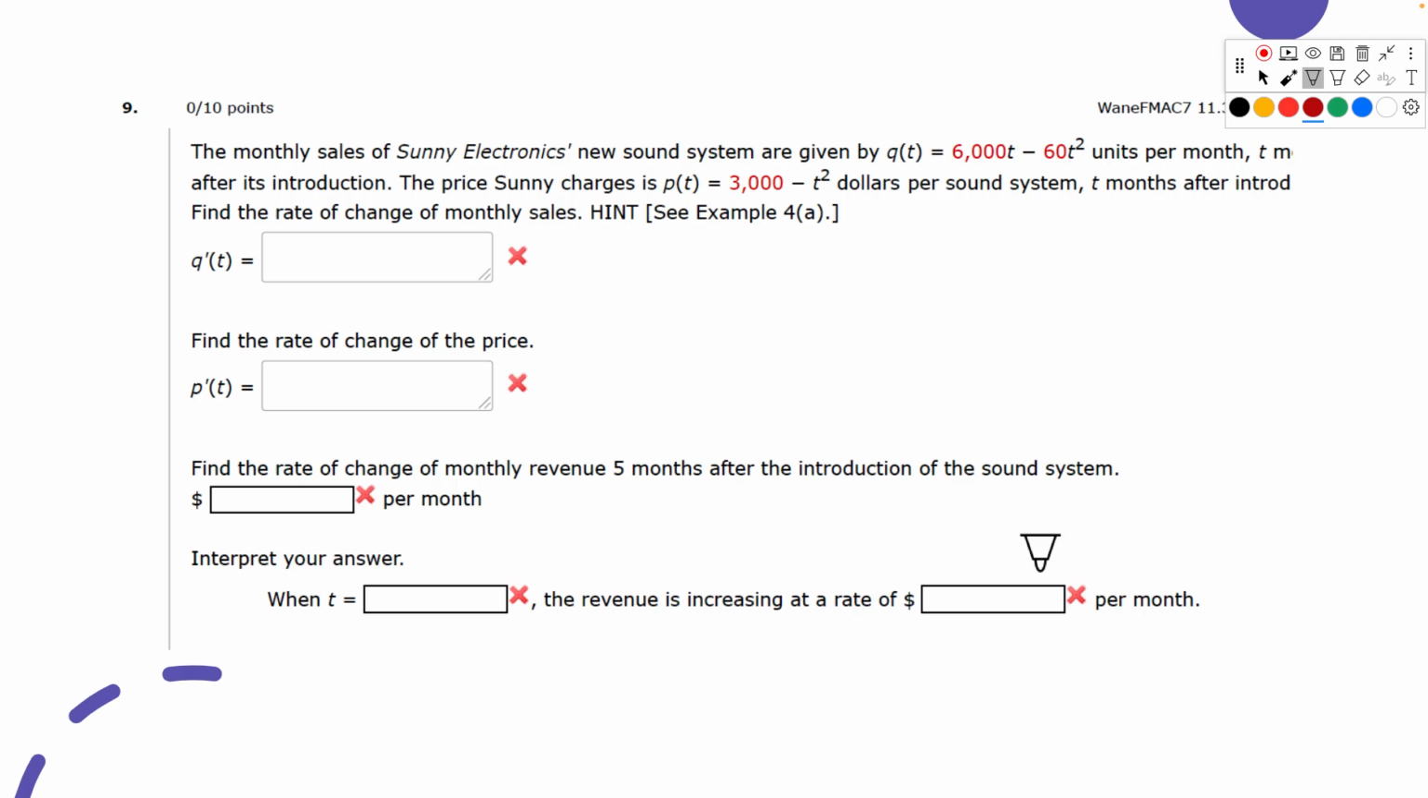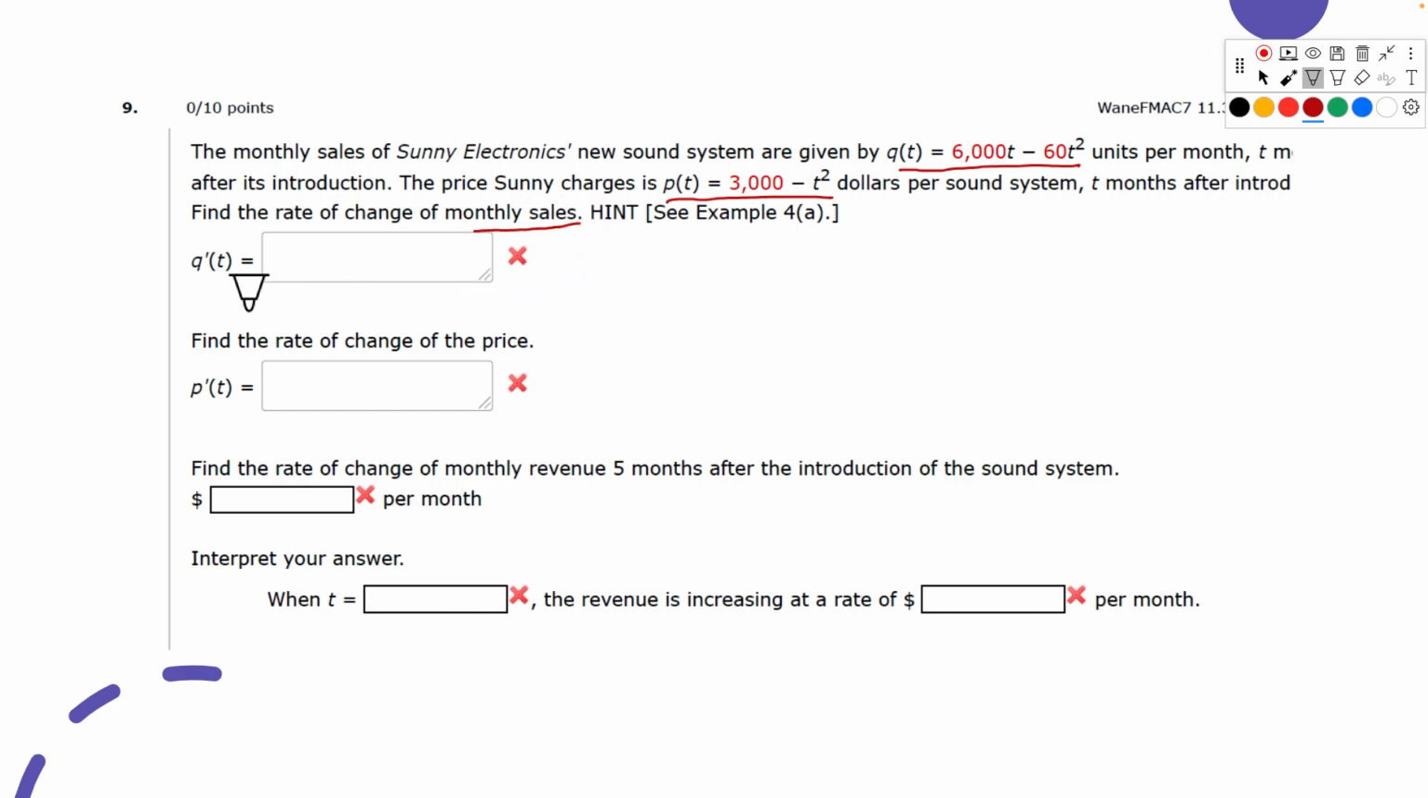Here's an example from the text. Again, this was from spring, so I don't know if you'll see this exact problem still or not, but you might see something similar to it. It's going to bring in this idea: why do we need to take the product of a derivative? Because in business, sometimes we've got two functions that we need to multiply together to get some value, right? So monthly sales of Sunny Electronics' new sound system are given by this. This is how much is going to be sold, these many units per month, t months after its introduction. The price that gets charged is given by this function. Find the rate of change of monthly sales.